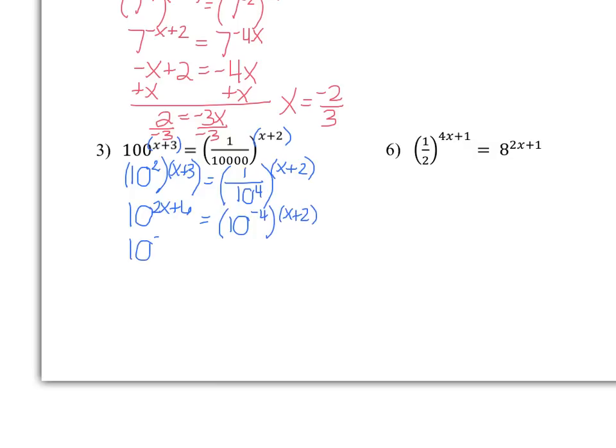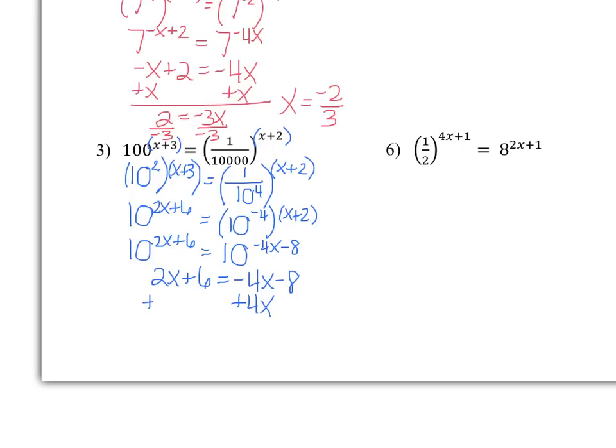So we have 10 to the power of 2x plus 6 equals 10 to the power of negative 4x minus 8. 2x plus 6 equals negative 4x minus 8, because the bases of the equation are the same, so we can set a new equation up where the exponents are equal to each other.